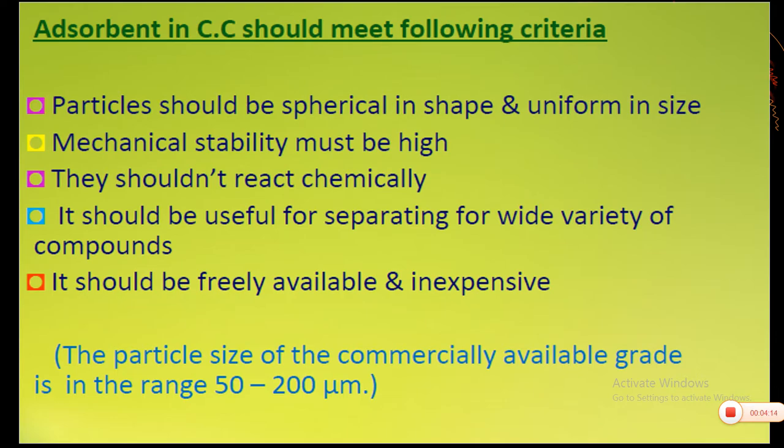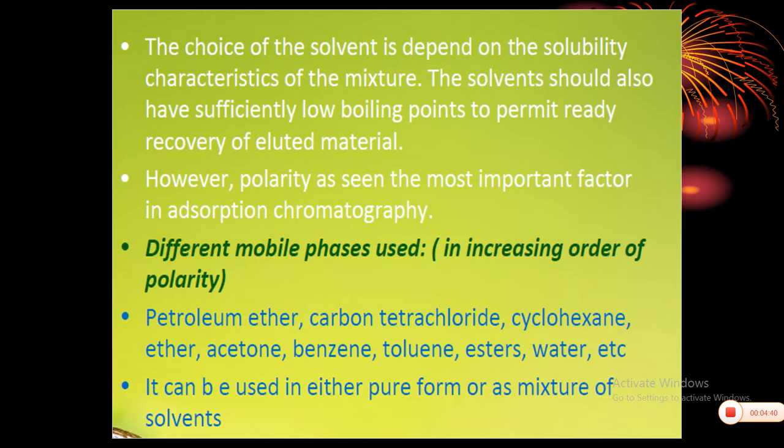Then adsorbent in column chromatography should meet following criteria. Particles should be spherical in shape and uniform in size. They must have high mechanical stability. They should not react chemically. It should be useful for separating a wide variety of compounds. It should be freely available, inexpensive. The particle size we have seen, that is, it must be in the range of 50 to 200 micrometer.